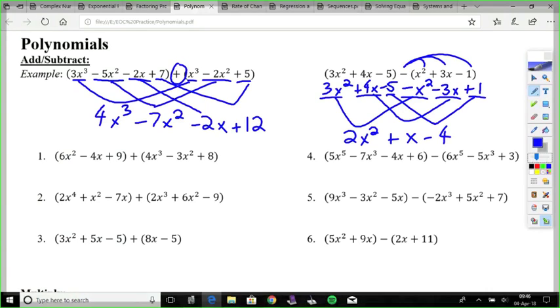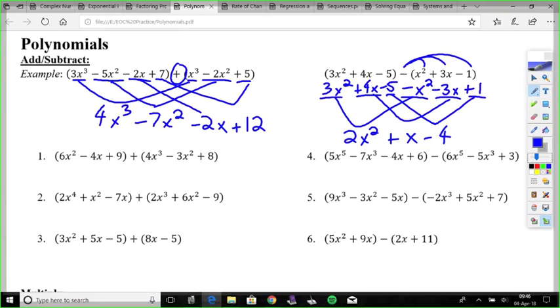It helps that way. Also, again, similar to complex numbers, try to do these without a calculator. Try adding these integers up without a calculator and get used to that because you do have non-calculator questions on your test, and this might be one of them. Okay? So pretty much all these are the exact same thing. Just find your like terms and add them or subtract them.